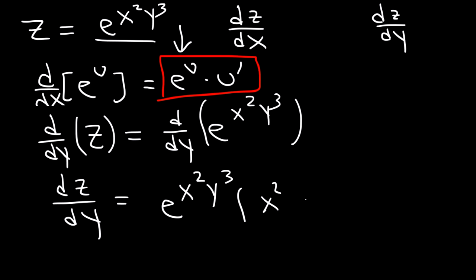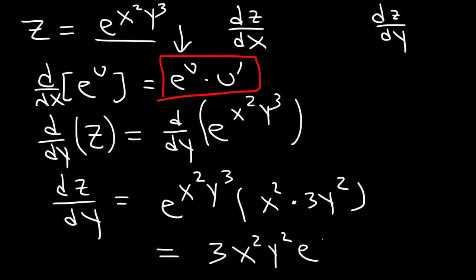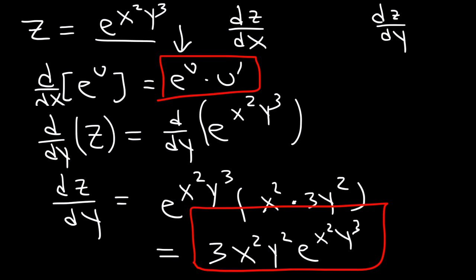So we're going to rewrite it and multiply by the derivative of y cubed, which is 3y squared. So the answer is 3x squared y squared e to the x squared y cubed. So that's dz dy, which is the same as f sub y.